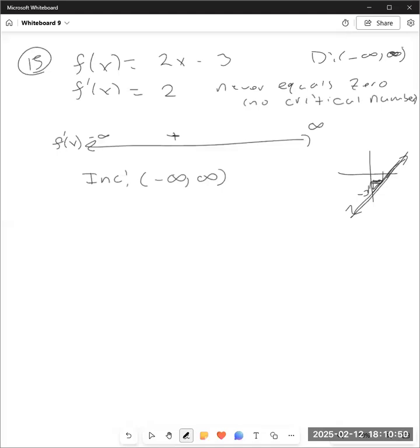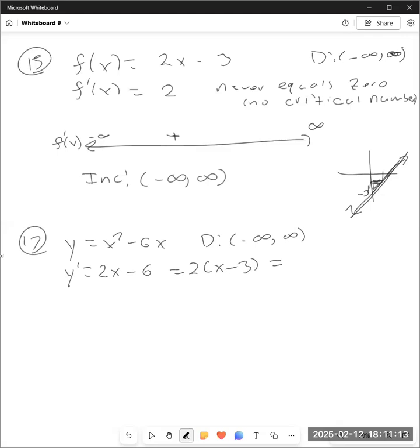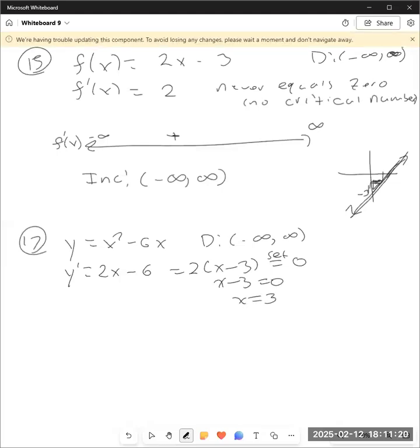Let's look at number 17 now. That is y is equal to x squared minus 6x. Again, my domain is negative infinity to infinity. y prime is 2x minus 6, which is equal to 2 times x minus 3. We're going to set that equal to 0. x minus 3 equals 0. x equals 3 is a critical number. Let's put 3 on my number line.